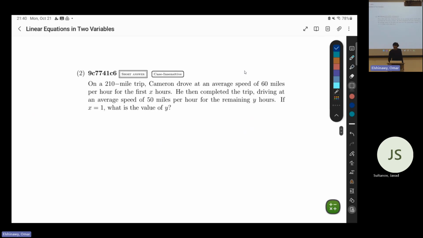And here we have this setup. There's this guy Cameron who's driving at an average speed of 60 miles per hour for the first X hours, then driving at 50 miles per hour for the remaining Y hours. Maybe I'll give you 30 seconds to take a look at this.